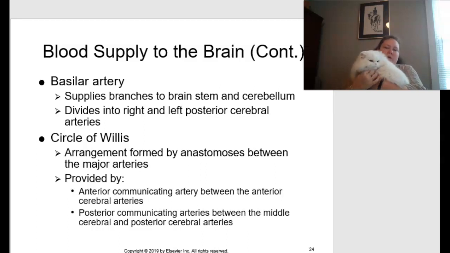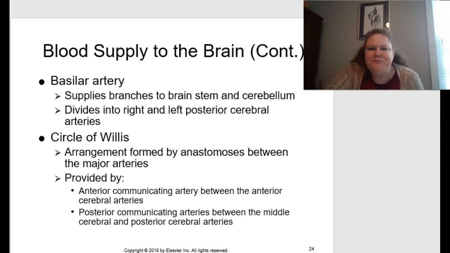So, anyway, our blood supply to the brain, we have our basilar arteries, and these are going to be supplying branches to the brainstem and the cerebellum. And again, it's redivided into right and left posterior cerebral arteries. That circle of Willis we talked about. Okay, I'm back.